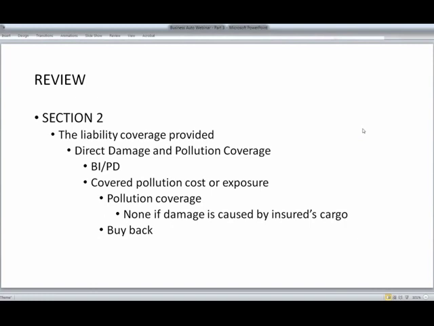The second session review is the liability coverage. We saw in the insurance agreement we pay for direct damage and pollution coverage. In the first insuring paragraph we pay bodily injury and property damage. In the second one, we cover the exposure for covered pollution cost or expense. This is pollution coverage. As we found out, both for direct damage, BI and PD, and covered pollution cost and expense, there is no coverage if the pollution is caused by the insured's cargo. There was an endorsement, CA 99 48, that brought that back into the coverage.